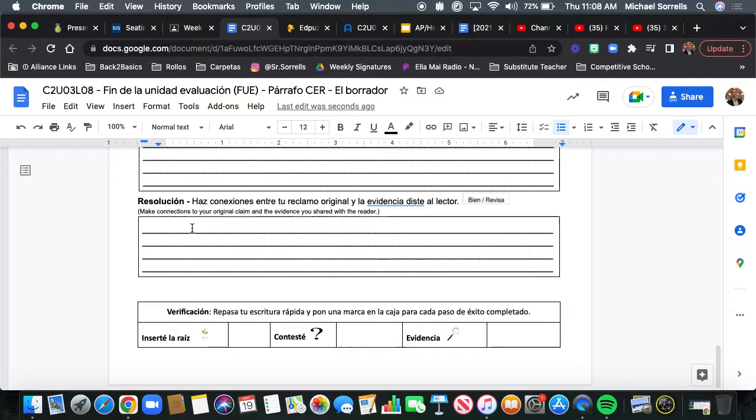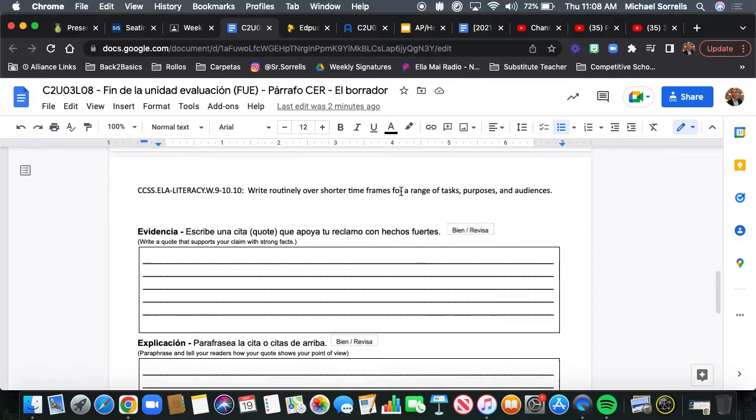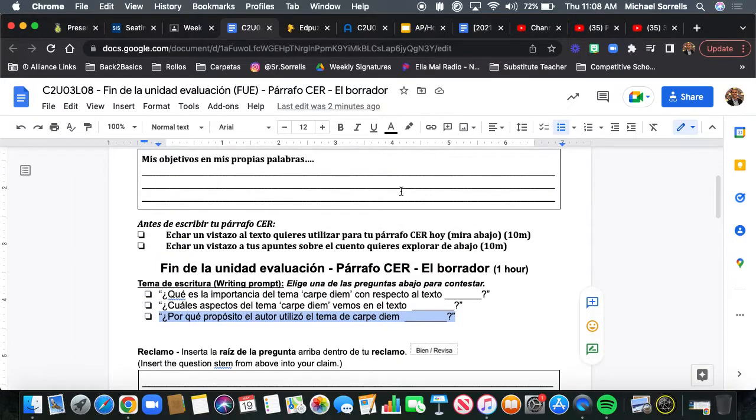So here you're just going to do your conclusion where you connect your claim to the evidence that you showed in the body of your CER. Are there questions about this?